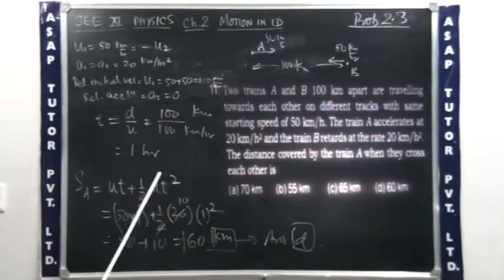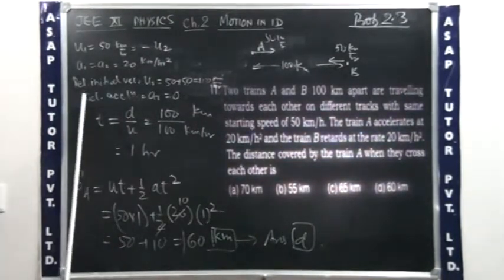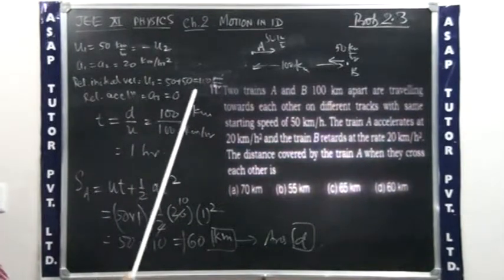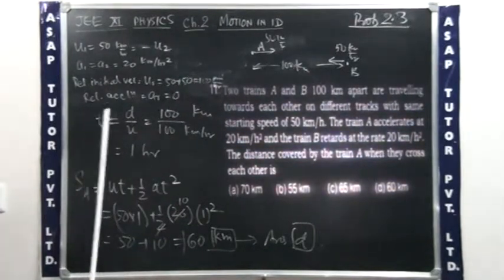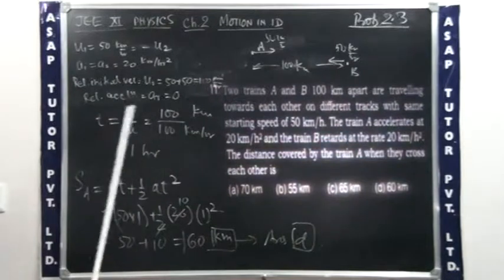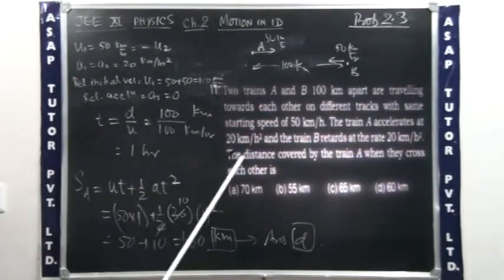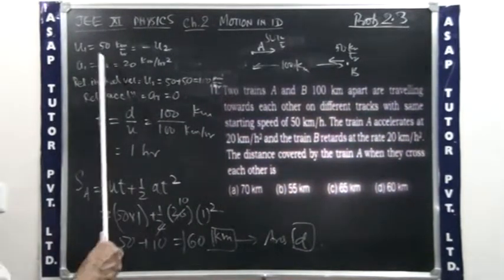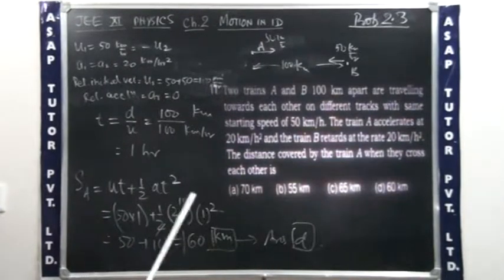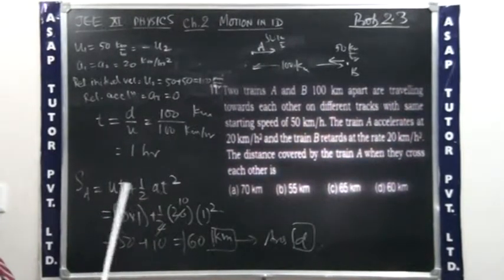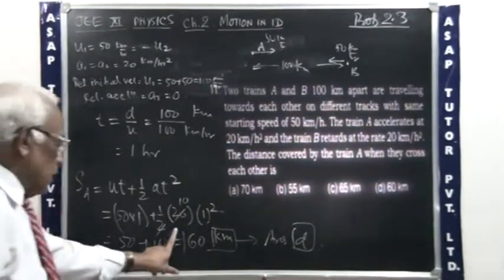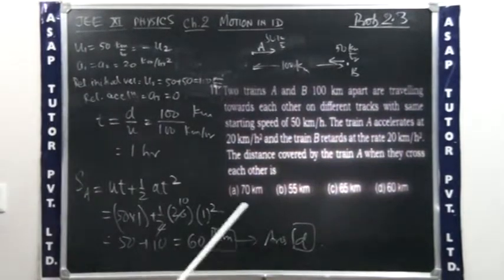So understand the difference: we must calculate relative initial velocity, which is 100 kilometers per hour. Relative acceleration is going to be 0. But ultimately in my value calculation, I will be needing these values because this is the absolute acceleration, or we can say non-relative acceleration of the train A, and that I must substitute to get the value equal to 60 kilometers. Answer D.